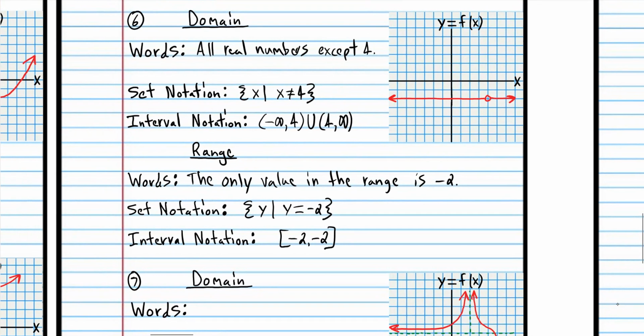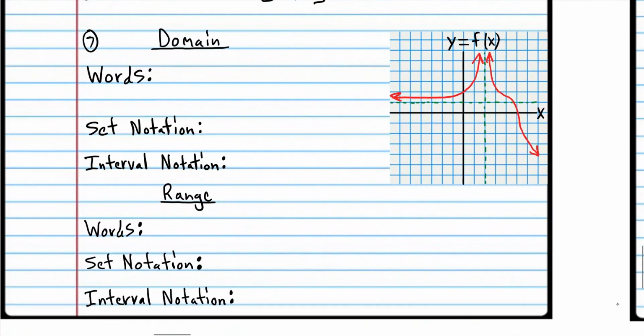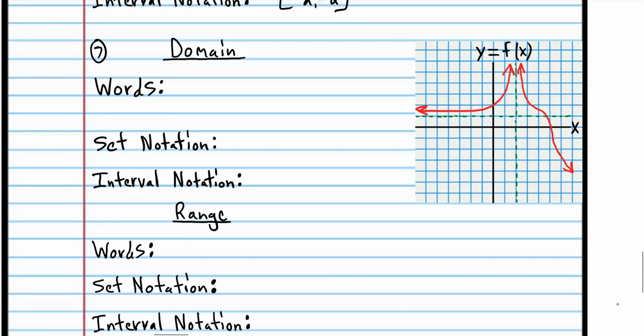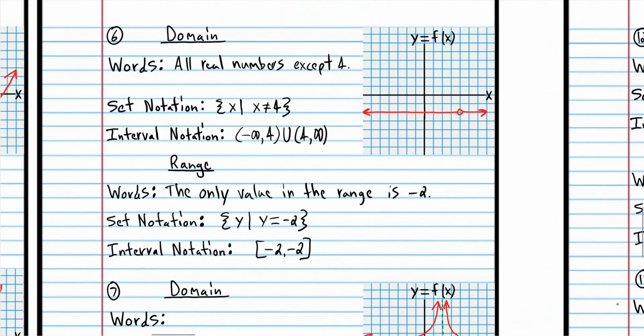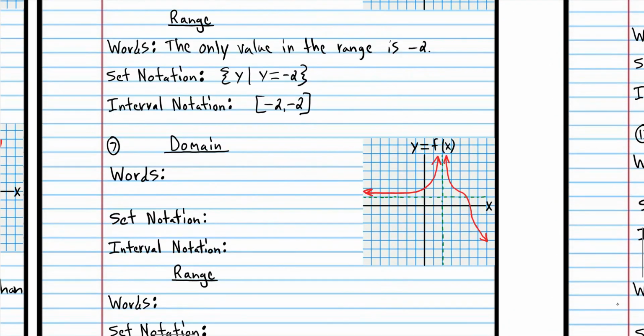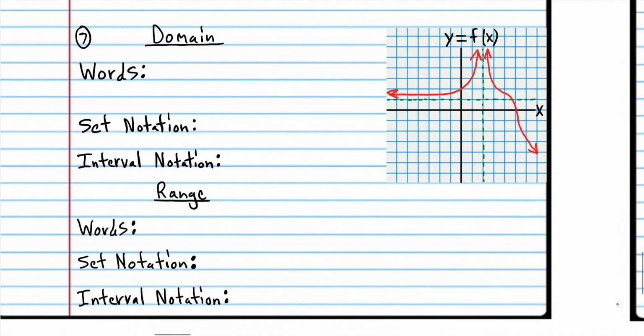Okay, so let's do another one. You can look at that if you want to go over that again. Okay, so what are all the x values of the points on the graph? So the x values are all real numbers except 2. Because if you plug in 2, the graph is not there. It's a vertical asymptote.